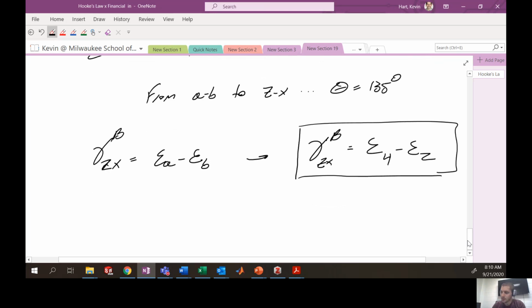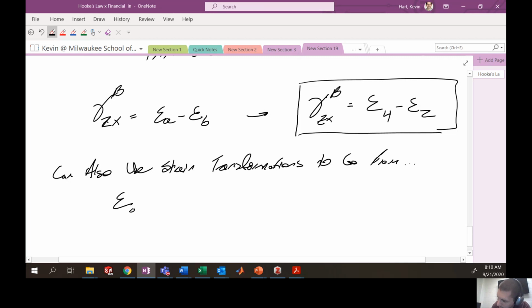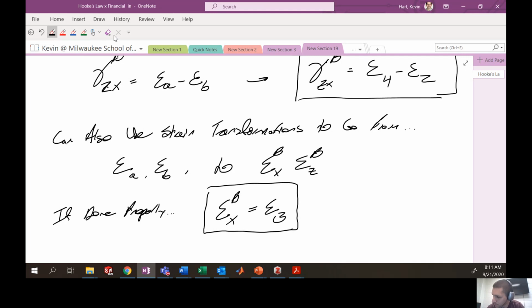Okay. So we can also use strain transformations to go from, let's say, epsilon A, epsilon B, to the normal strains epsilon X and epsilon Z, specifically at point B. Similar looking equations, but slightly tweaked because we have different transformations. And if you do that, you'll have something like epsilon X, specifically at point B, is going to be epsilon 3. I think that's pretty intuitive to see.